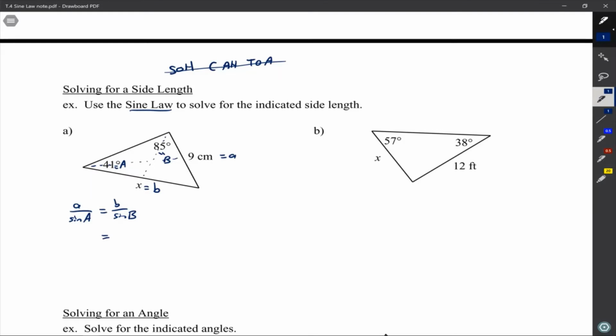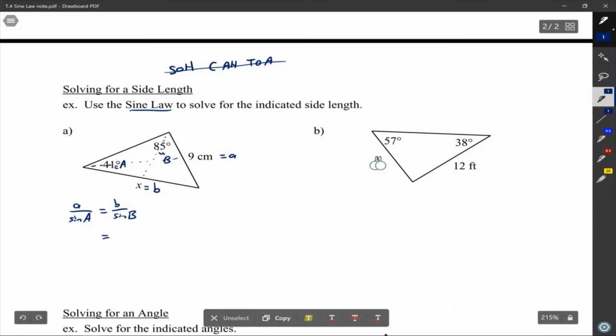Here we can substitute in our known values. Again, we're using the same strategies as last time. We worked with our diagram. Now we're going to our known values. Our known value for side length A is 9 centimeters divided by the sine of angle A, which is sine 41 degrees. That equals x. That's the side length of side B divided by sine B, which is the sine of 85 degrees.